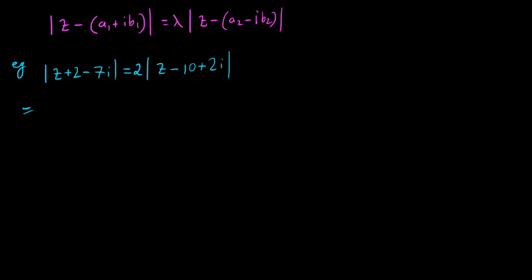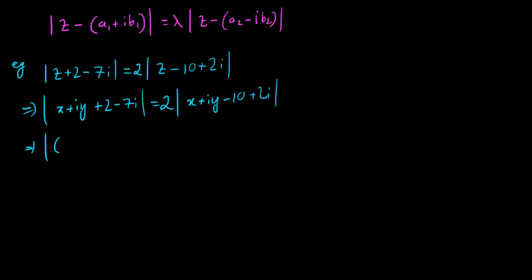So first of all, instead of z we write x plus iy, so plus 2 minus 7i, and we have 2. So instead of z we write x plus iy minus 10 plus 2i. What we do is bring the real portion together, so x plus 2, and if we take the i common, it would be y minus 7i, and this would be x minus 10 plus y plus 2i.